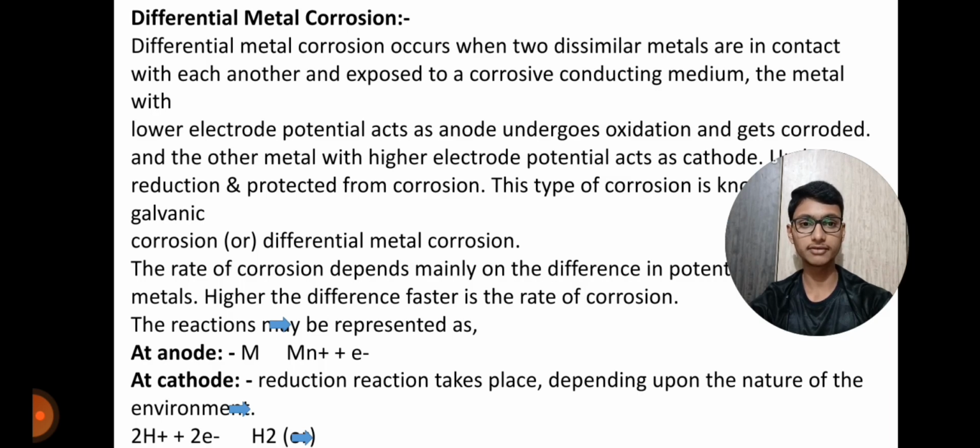In differential metal corrosion, the rate of corrosion depends mainly on the difference in the potential of the metals. Higher the difference, faster is the rate of corrosion. Let us see the anodic and cathodic reactions. At anode, any metal, for example let us take M, gives rise to Mn+ plus electrons. At cathode, a reduction reaction takes place depending upon the nature of the environment: 2H+ plus 2 electrons give rise to H2.